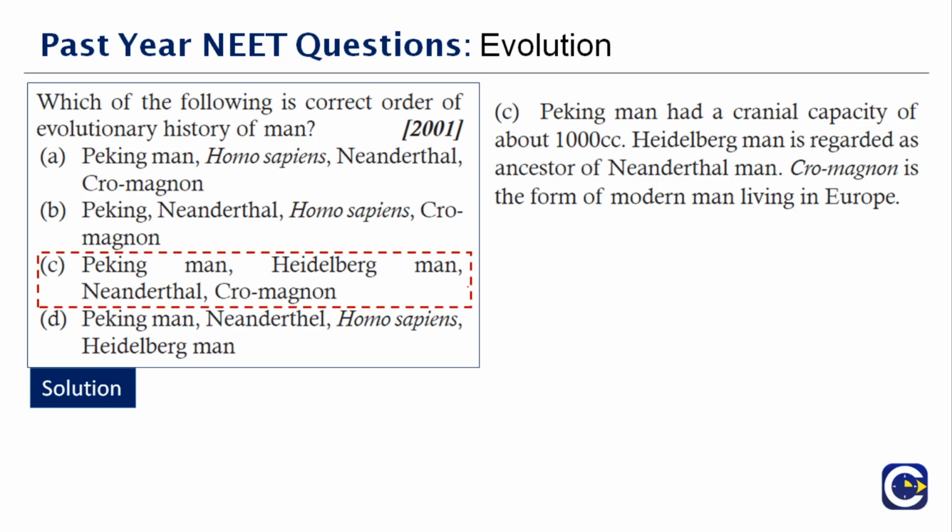Peking man had a cranial capacity of about 1000 cc, while Heidelberg man is regarded as the ancestor of the Neanderthal man, while Cro-Magnon is a form of modern man living in Europe. So this is the right order. You just make it as PHNC so that it will be easy for you to remember. PHNC. Remember this. So that P stands for Peking man, H Heidelberg, Neanderthal, and Cro-Magnon.